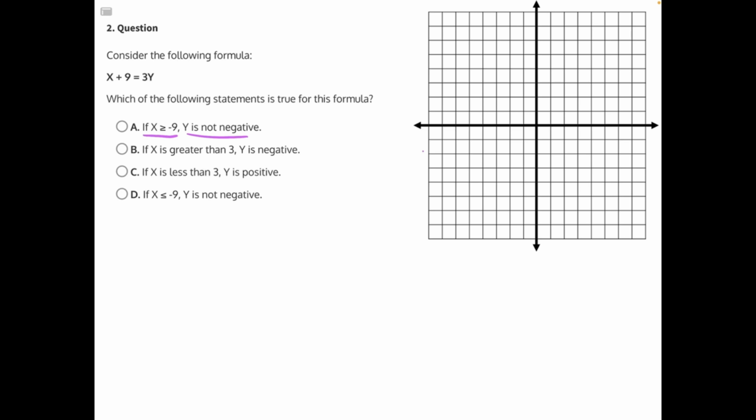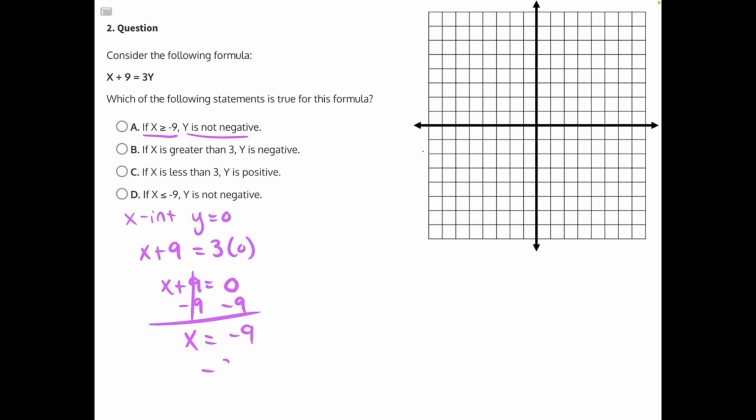So let's start by finding our intercepts. We'll start by finding our x-intercept, and that is when y is equal to 0. So we will rewrite our expression, x plus 9 is equal to 3y, but instead of y, we will plug in 0. 3 times 0 would give us 0. Then we would need to subtract 9 from both sides, since that is the opposite of addition. That will cancel, leaving us with x equals negative 9, or the coordinate point negative 9, comma 0.